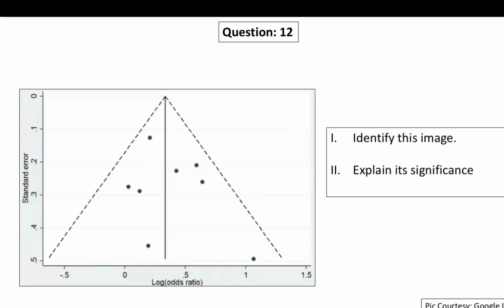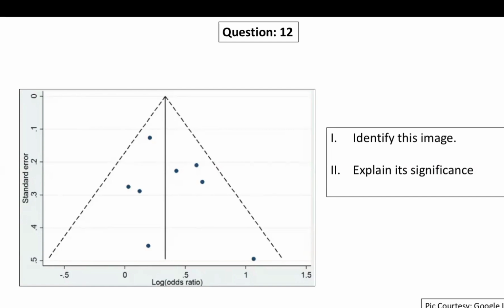Moving ahead. What does this image depict? This is a funnel plot, sir. Okay. What is its significance in an oncology study? It is used to detect publication bias, sir. So the blue dots here are the studies. If it is symmetrically distributed, that means there is no bias. And if there is an asymmetrical distribution, it means there is a presence of bias.